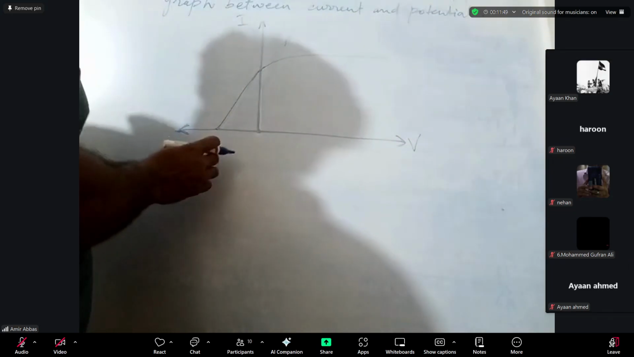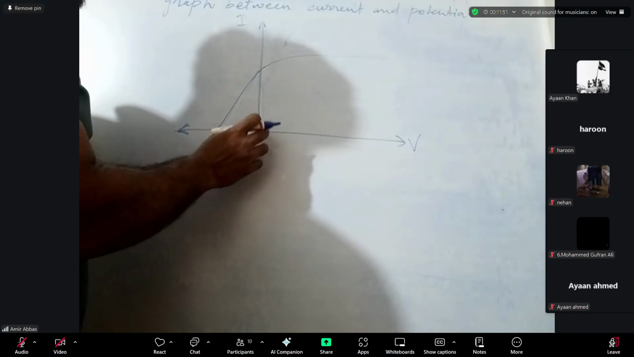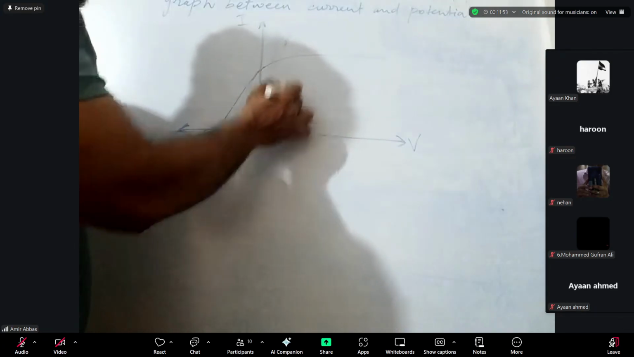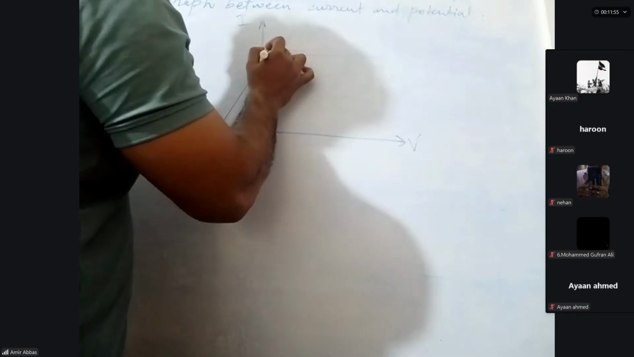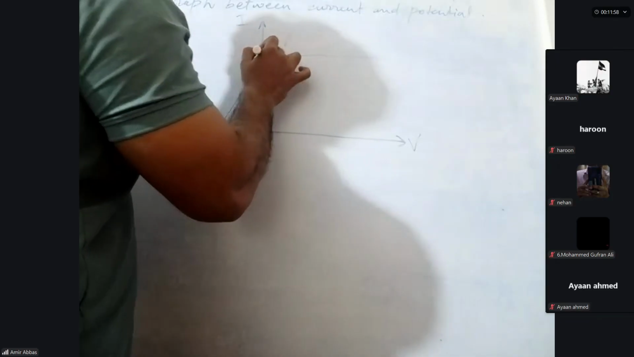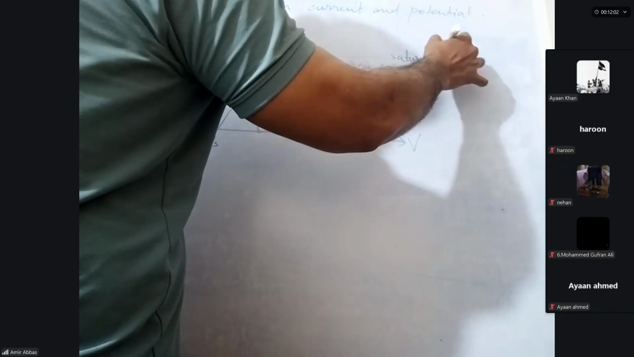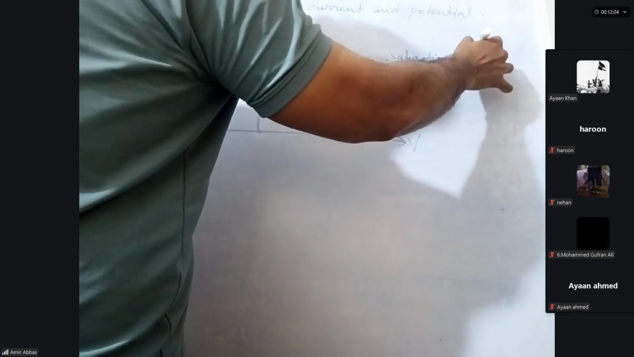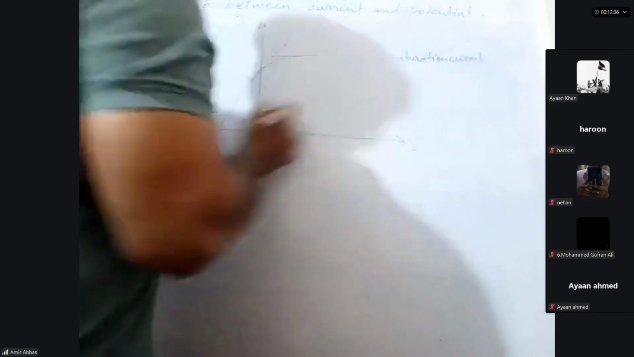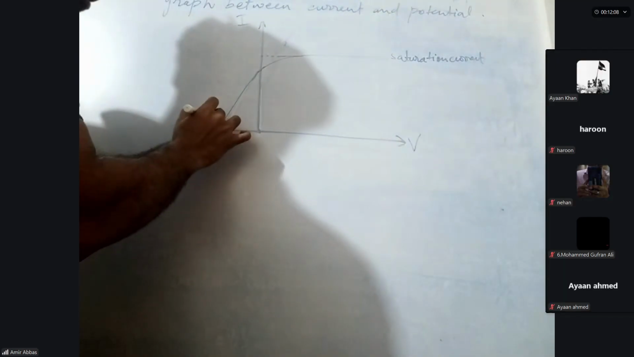So this kind of graph will come after a certain voltage. After a certain voltage, this graph attains saturation. This is saturation. And this is the stopping potential at this point.